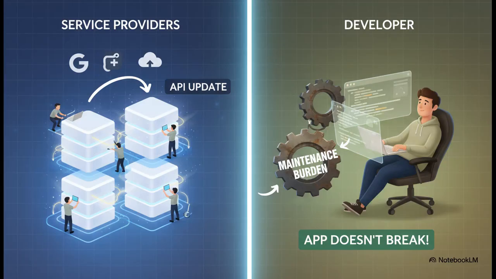Okay, and this is maybe the most important takeaway, especially if you're a developer. In an MCP world, the company that provides the tool, let's say it's Google or Notion or Figma, they are the ones responsible for running their own MCP server. So what does that mean? It means when they update their API, they update their server. The developer's app doesn't break. That whole nightmare of constant maintenance, it's gone. It gets shifted from the app developer back to the tool provider where it belongs. That is a huge game changer.